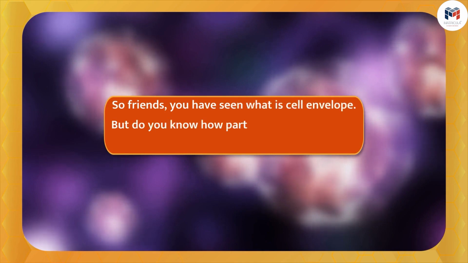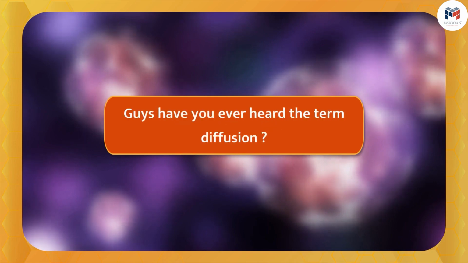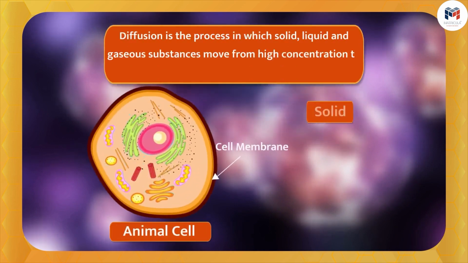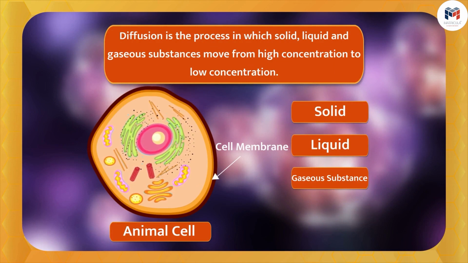But do you know how particles move in this cell envelope? Let's understand. There are two ways: diffusion and osmosis. What is diffusion? Guys, have you ever heard the term diffusion? Diffusion is the process in which solid, liquid, and gaseous substances move from high concentration to low concentration.